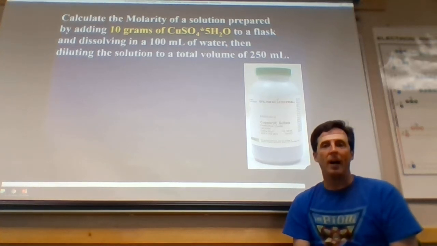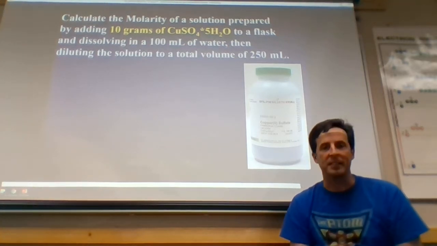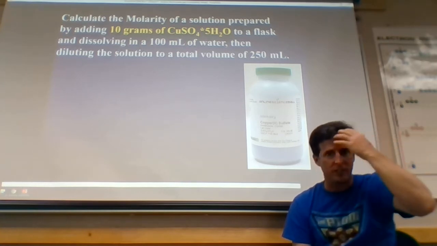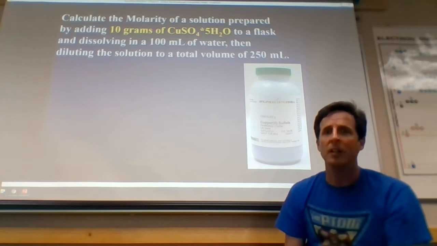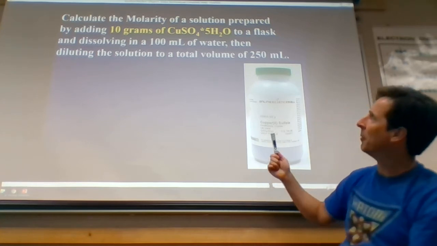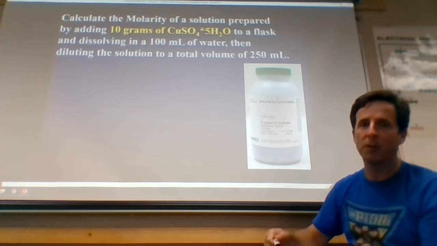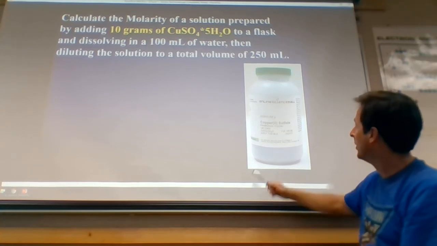All right, so next video we are on slide 16 of chapter 4. We are making solutions and dealing with molarity concentrations. So when I look at this problem, I'm going to take a solid compound. It's called copper sulfate pentahydrate. Okay, the bottle's right here.